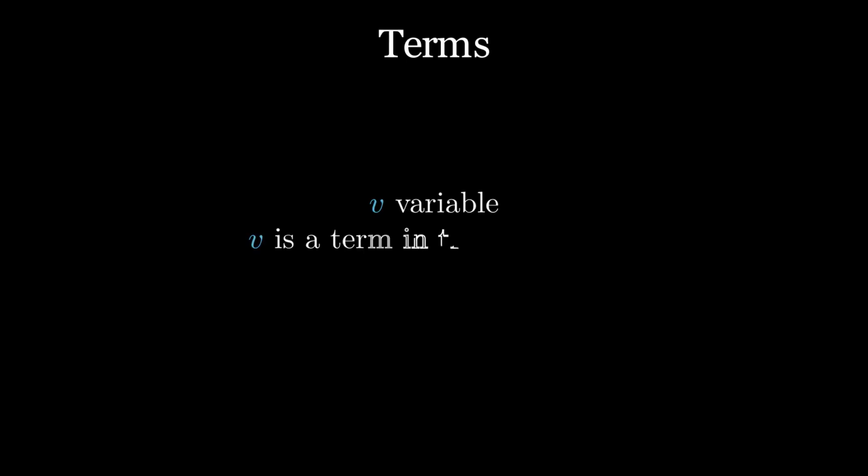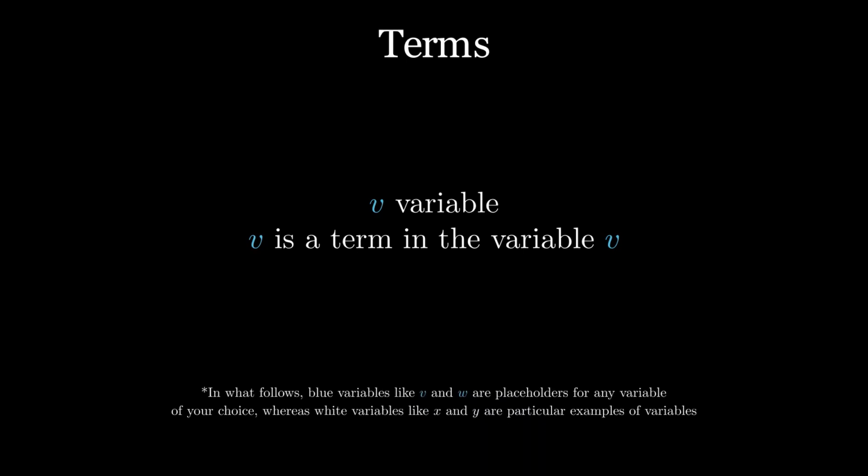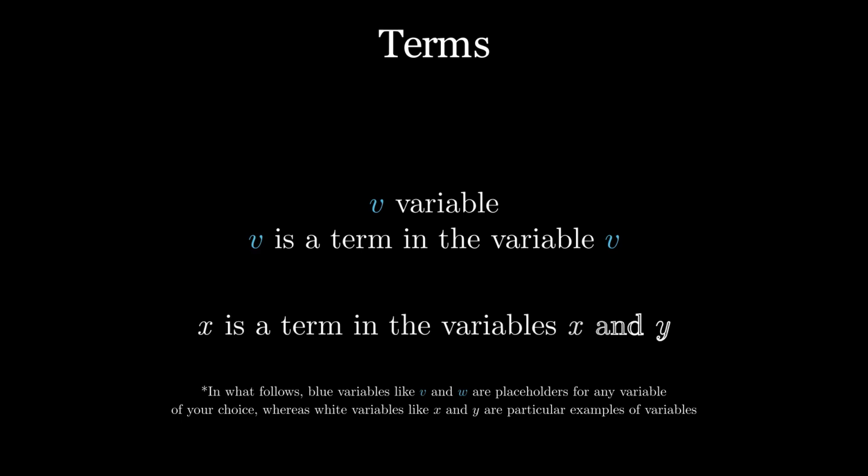Okay, I guess I should introduce the concept of terms, too. A term is an expression involving some number of variables that represents one of our objects, say a set. An easy example of a term is a variable by itself. So if we have a variable v, then v itself is a term in the variable v. As with predicates, it can also be thought of as a term in more variables. So for example, x is a term in the variables x and y.